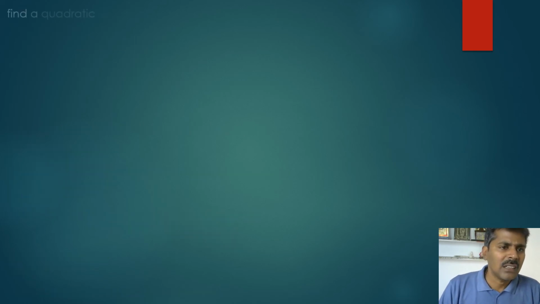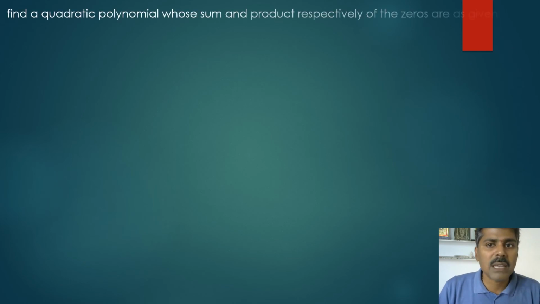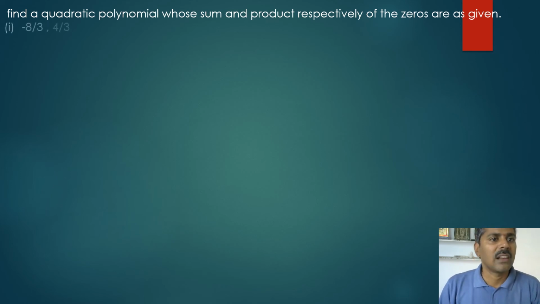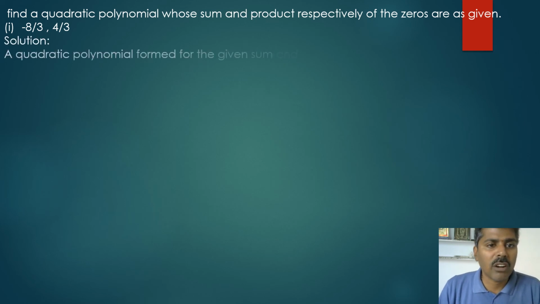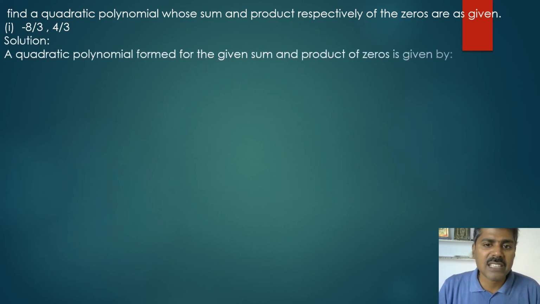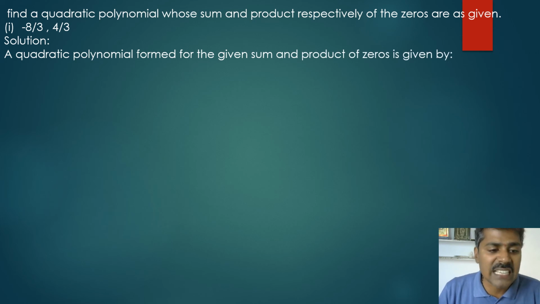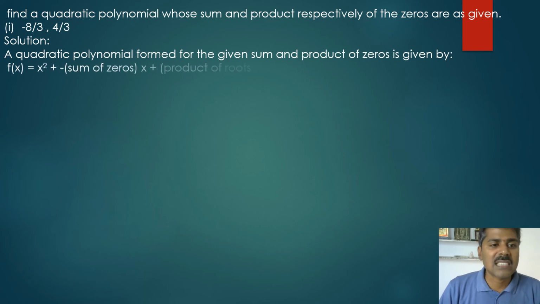Find a quadratic polynomial whose sum and product respectively of the zeros are as given. Sum and product will be given for the quadratic polynomial. So minus 8 by 3 is the sum of the zeros, 4 by 3 is the product of the zeros. I have to find a quadratic polynomial. For this, a quadratic polynomial formed for the given sum and product of the zeros is given by, its general form is f of x equal to x square minus of sum of zeros into x plus product of the roots.